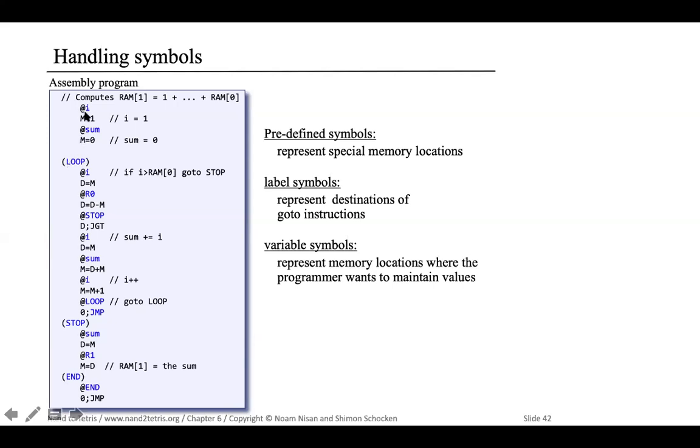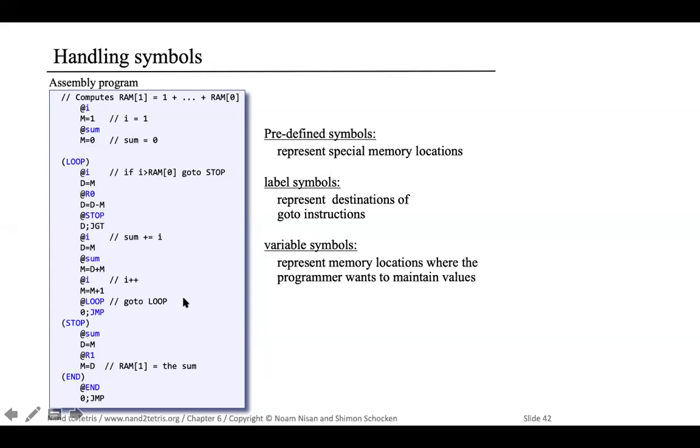So you have to count 0, 1, 2, 3, 4. So the value associated with loop is 4. That means anytime I see at loop, it basically means at 4. So that's what your assembler should be able to do.